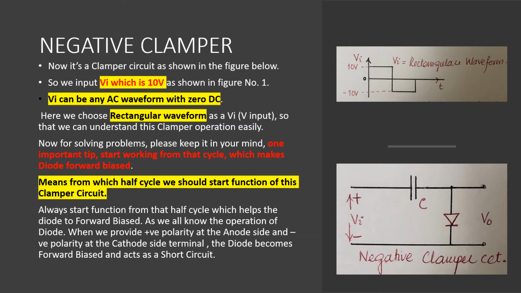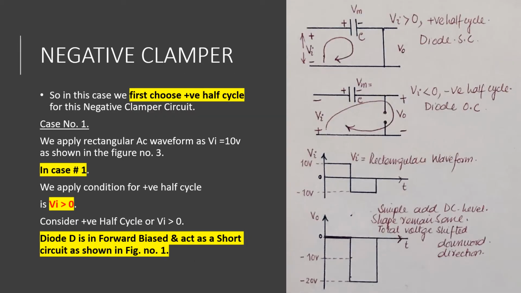As we all know the operation of diode, when we provide positive polarity at the anode side and negative polarity at the cathode side, the diode is forward biased and acts as a short circuit. So in this case, we first choose positive half cycle for the negative clamper circuit as shown in the figure number 1. In case number 1, we apply Vi as a rectangular AC waveform with Vi equal to 10 volts as shown in figure number 3.